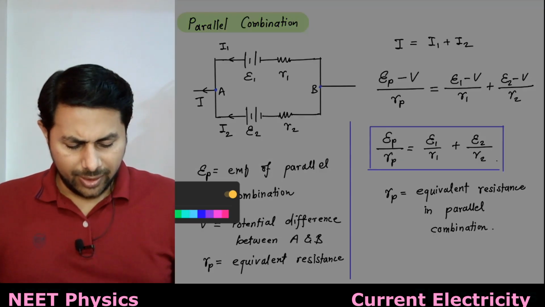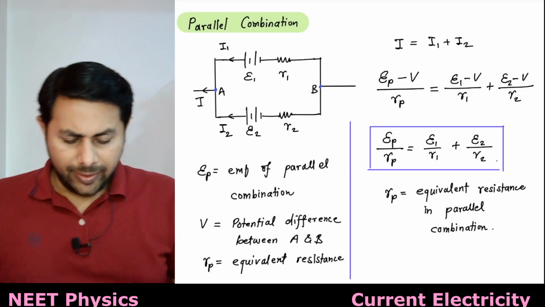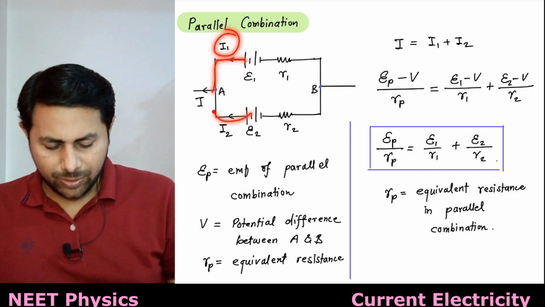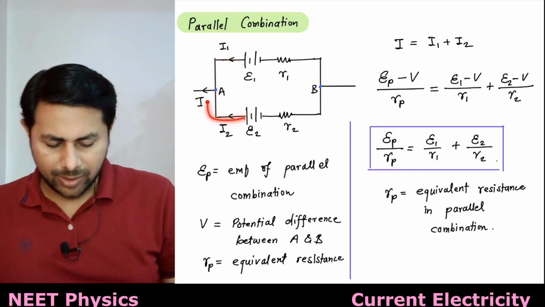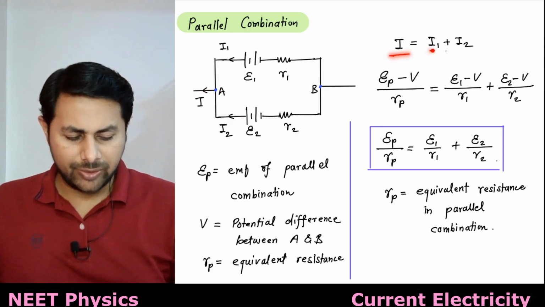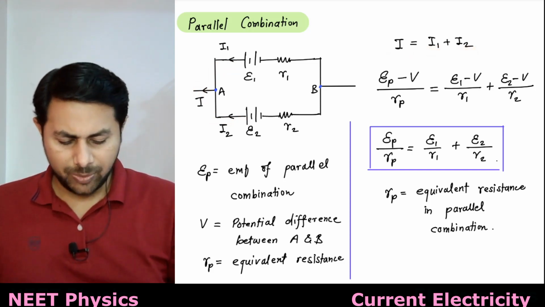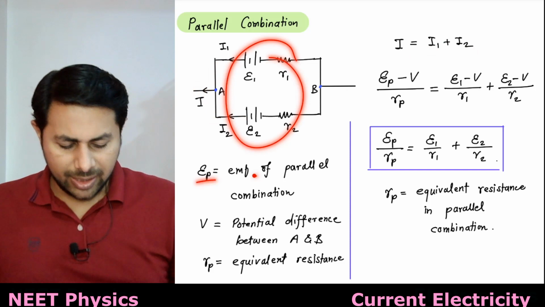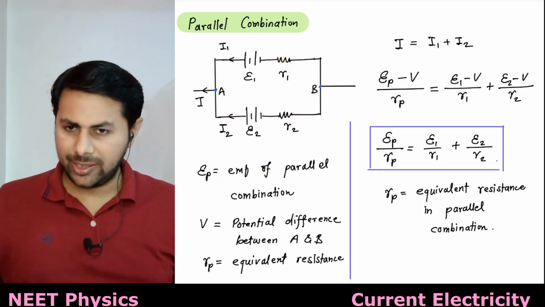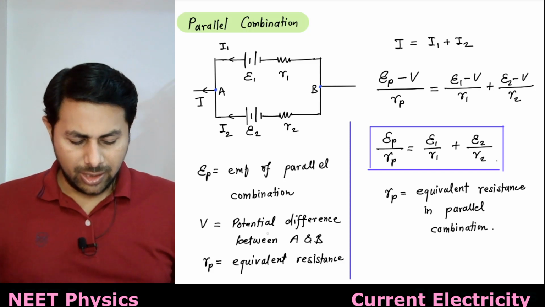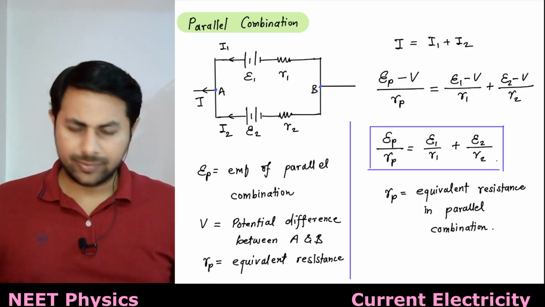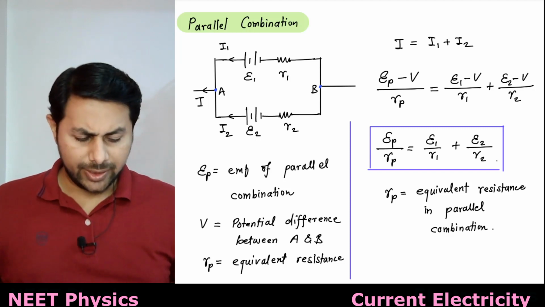Then suppose E1 provides current I1, E2 provides current I2. So the sum of those two is equal to I. So I is equal to I1 plus I2. And suppose EP is the EMF of this parallel combination, right? EP is the EMF of the parallel combination. RP is the equivalent resistance of the parallel combination.